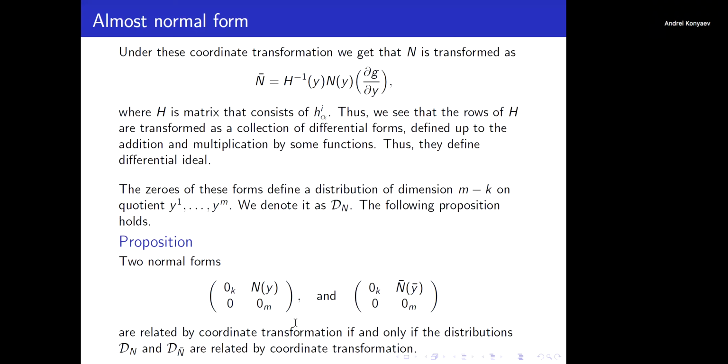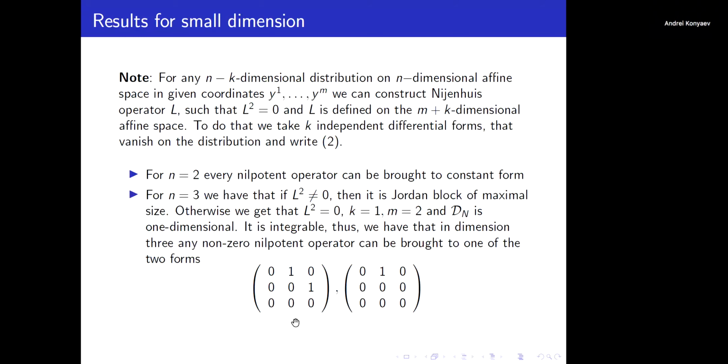But we have a small trick up our sleeve. These distributions might be integrable, for example, if the distribution has dimension 1. So even though the problem of classification of distributions is wild in itself, in some cases we can find good normal forms, and those are the forms in small dimensions. Look, in dimension 2, every Nijenhuis operator is a Jordan block of maximal size.